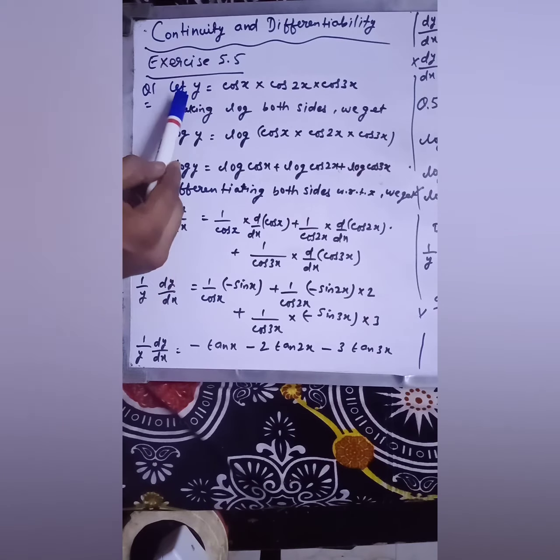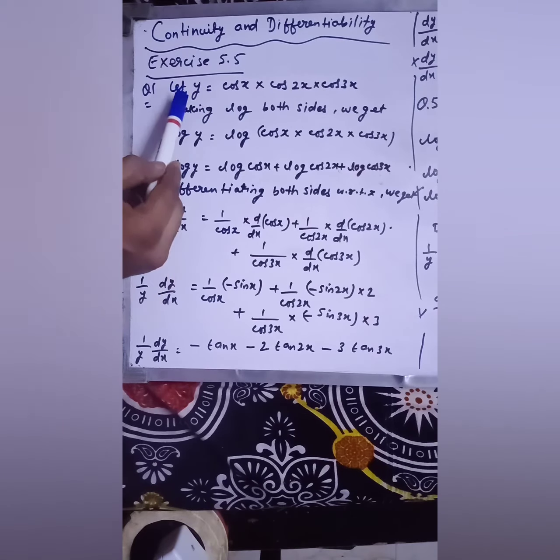Now, after taking log, I am differentiating both sides with respect to x. If you differentiate log y, it will be 1 by y, and the derivative of y would be dy by dx. First of all, we have to take the derivative of log only. As you know, there is a general formula: the derivative of log x is 1 by x. So you apply it here. This is log y, so it would be 1 by y times dy by dx.